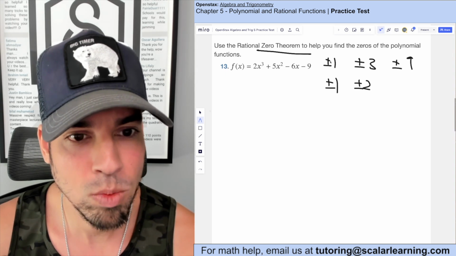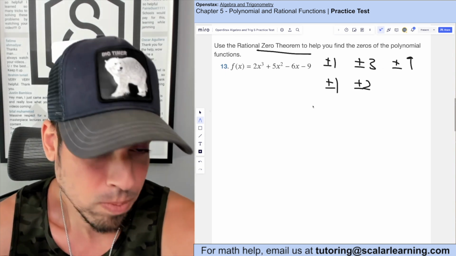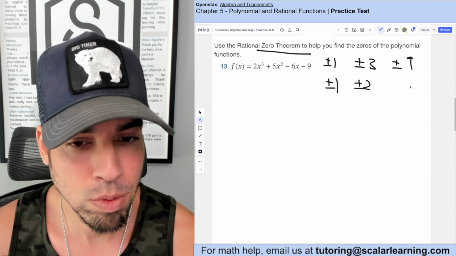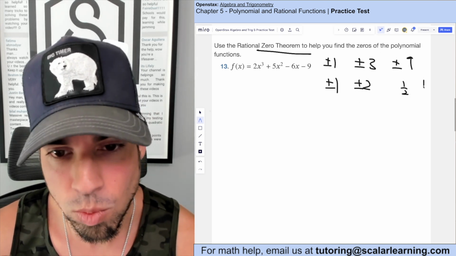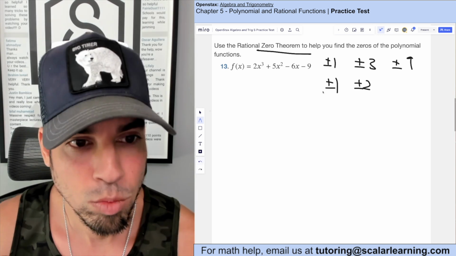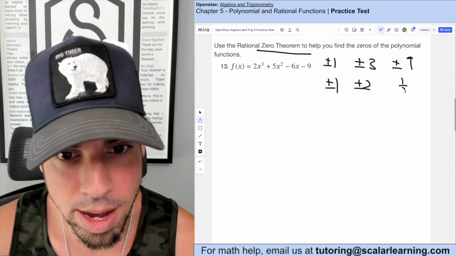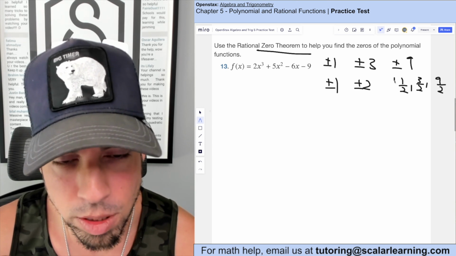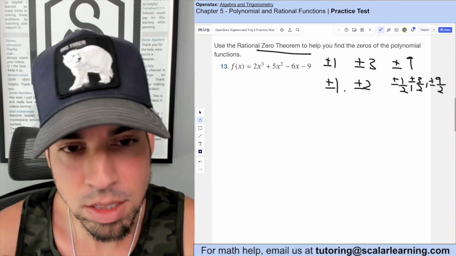And so now it's going to be 1, 3, and 9 all divided by 1, which is just 1, 3, and 9, or 1, 3, and 9 divided by 2, which includes 1/2, 3/2, and 9/2. And these are all plus or minus, right? So this is the possible list of rational zeros.